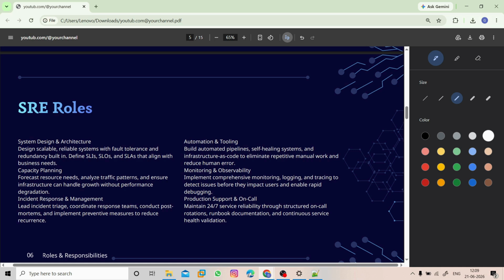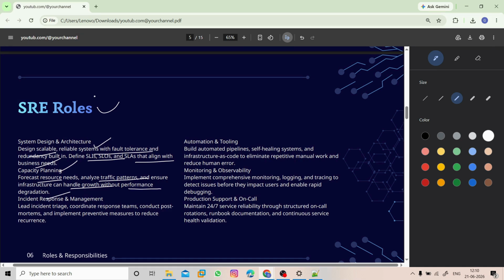So I will tell you SRE roles. What are the roles and responsibilities for the SRE? SRE system design and architecture: design scalable and reliable systems with fault tolerance and redundancy built in. Define SLAs, SLOs that align with business needs. Capacity planning: forecast resource needs, analyze the traffic pattern, ensure the infrastructure can handle growth without performance degradation.